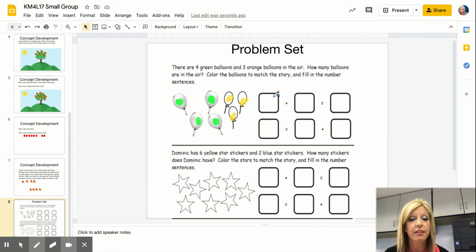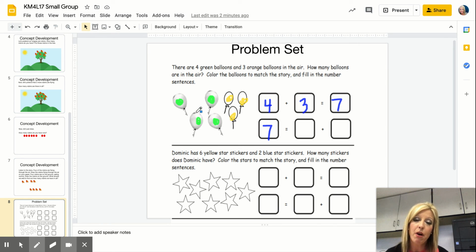So what did we start with? Yes, we had 4 green balloons. How many are we adding to that? What's our other color balloon? Very good. We're adding 3 orange balloons. So that gives us a total of how many balloons? 4 plus 3. So we have 4, 5, 6, 7. It gives us a total of 7 balloons. Now, how many balloons do we have in all? 1, 2, 3, 4, 5, 6, 7. So we have 7 balloons equal.